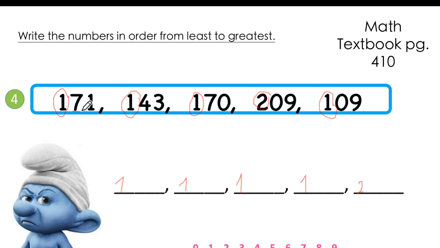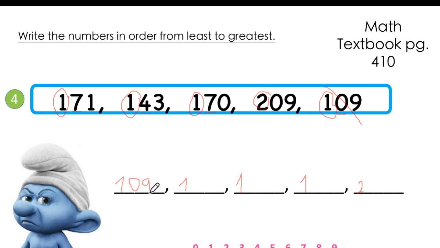Now we're going to compare all of these using the tens place. So which one is the least? 7, 4, 7, 0. It will be tricky because we have two 7s as well. We need to use the ones place. But which one is smaller? 7, 4, 7, 0. Which one is the smallest? Of course, 0. So this one will be the first number.